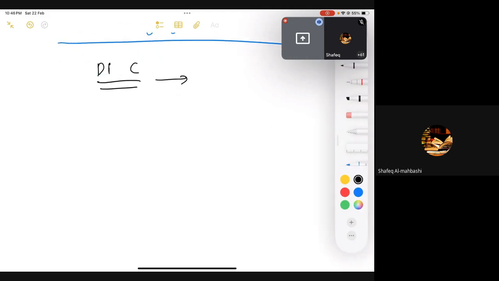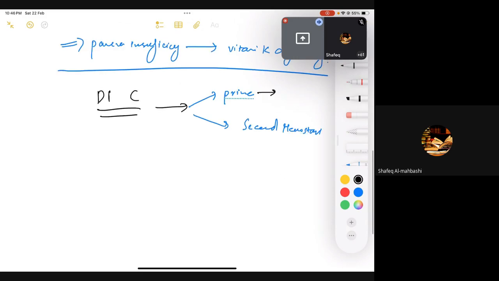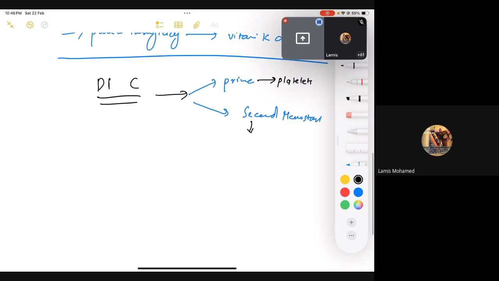Let me just tell you the main idea of DIC. What happens in DIC is basically a problem of both your primary and secondary hemostasis. We discussed that primary hemostasis deals with the function of your platelets, and secondary hemostasis deals with the clotting factors, which we discussed, the extrinsic and intrinsic pathways.